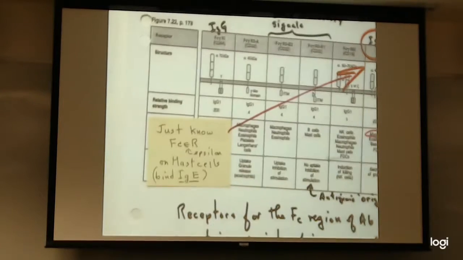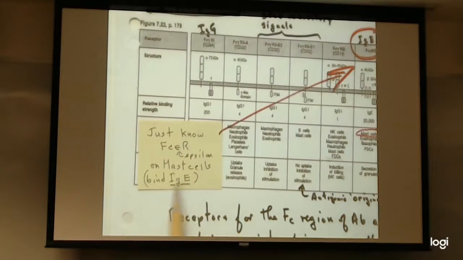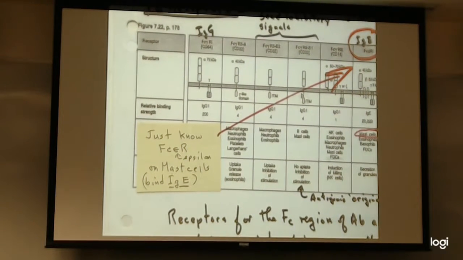So here I made a note. You will just need to know about the Fc epsilon receptor on mast cells for the test. It binds IgE.